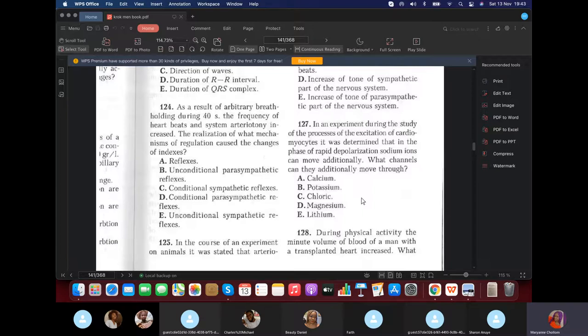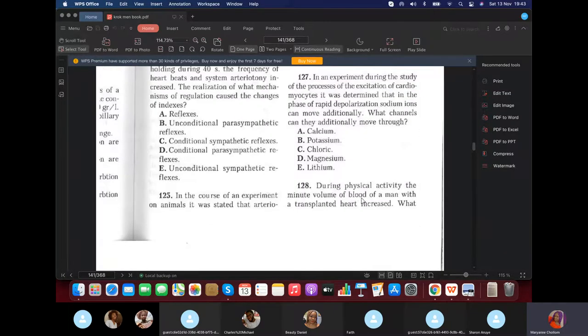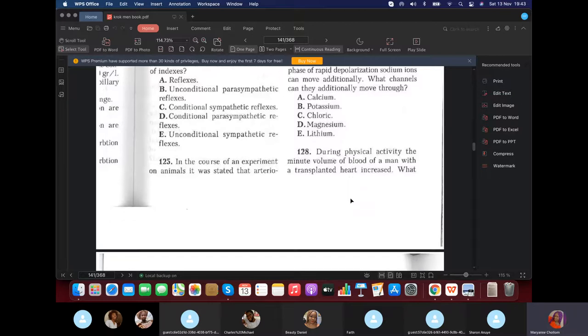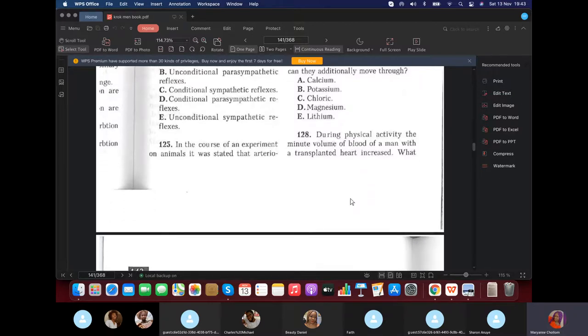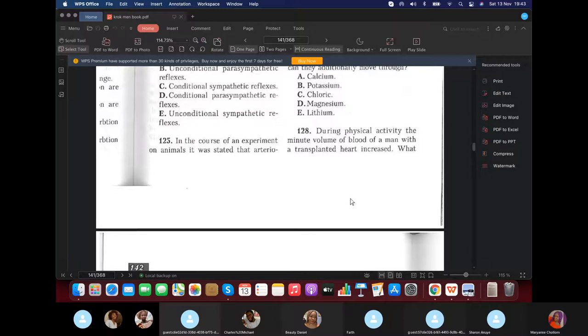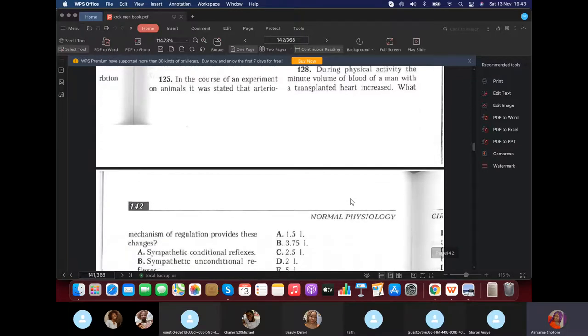Repolarization. Yes. So by method of elimination, if they're asking what additional ions can move through the channel that will cause depolarization, it will be what? Calcium. So easy to understand. It cannot be lithium, magnesium, chloride. We don't even have them in the action potential. And potassium is for repolarization. During the physical activity, the minute volume of blood of a man with a transplanted heart increased.